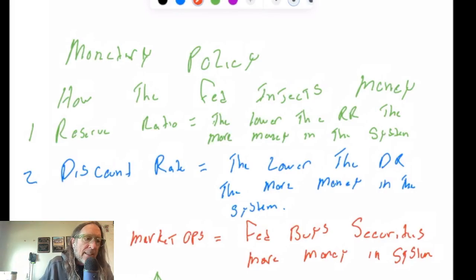The discount rate is basically an interest rate. We'll go into greater detail what it is later. But if we lower the discount rate, that means people can borrow money more easily. And so more people will borrow money, which will inject the money supply.